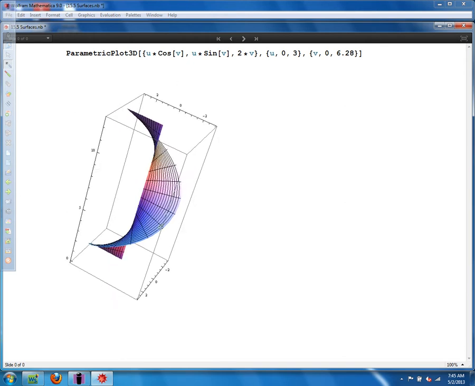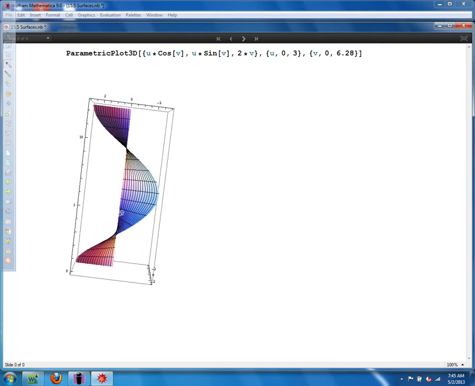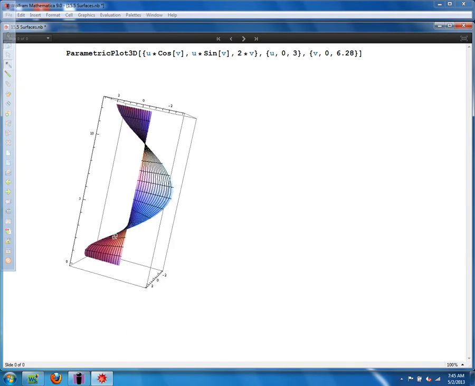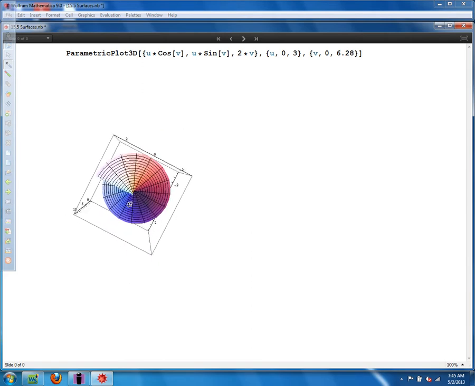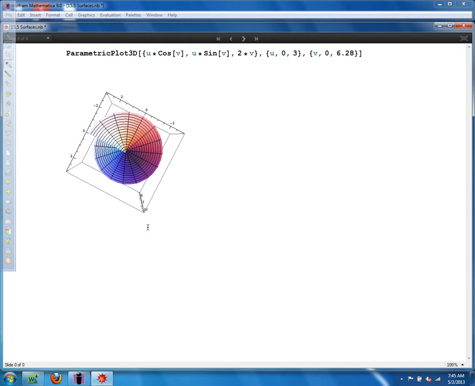So for any particular angle, our radius goes from 0 to, what does it go to? 0 to 3. So for any particular angle, we get the whole radius. We get that spiral. And then if we look at it straight on, we end up with a circle projected down onto the xy plane.